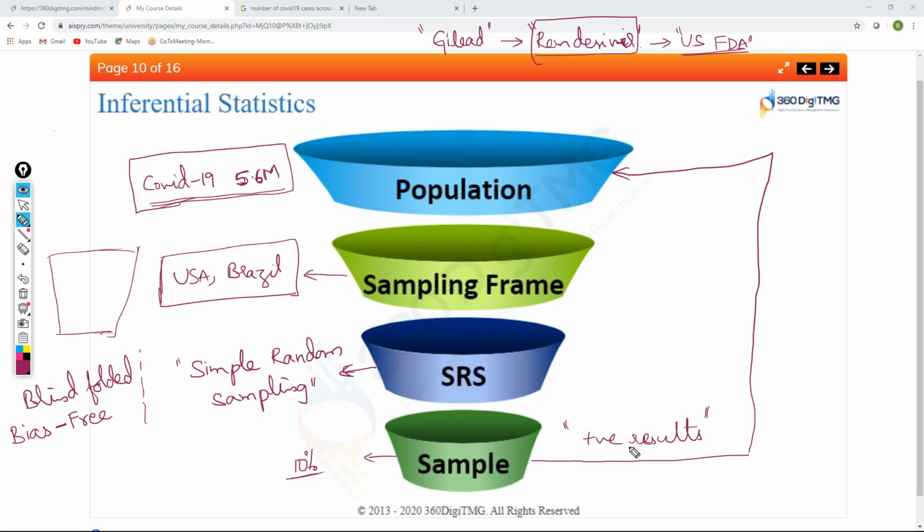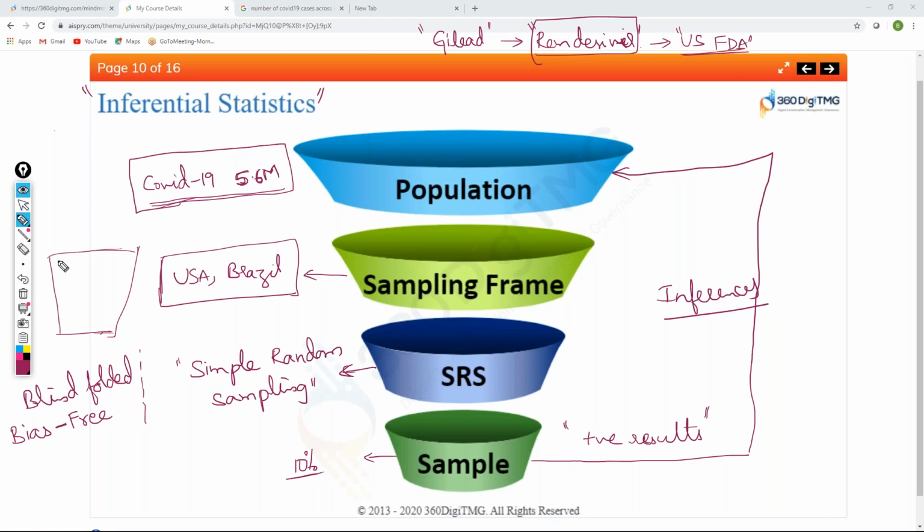So in some sense, you're trying to draw inferences from the sample about the population, and hence it is called inferential statistics. Inferential statistics means you work on a sample, but you make statements about the entire population. Though you work on a sample, you make statements about the entire population. This is called inferential statistics.